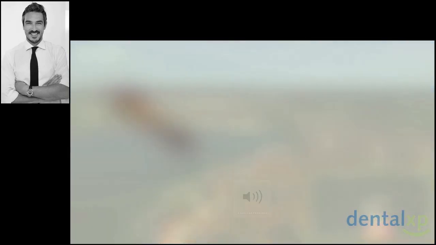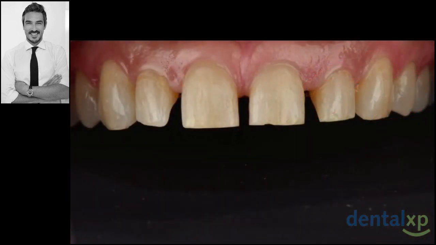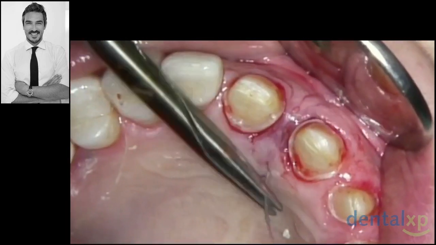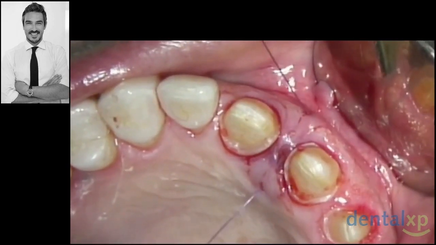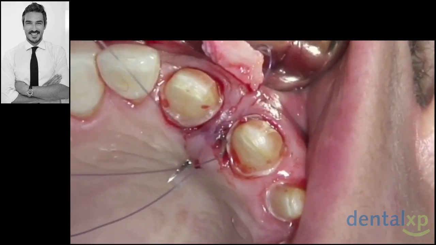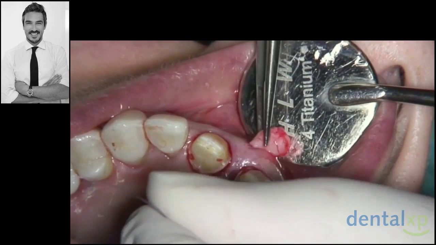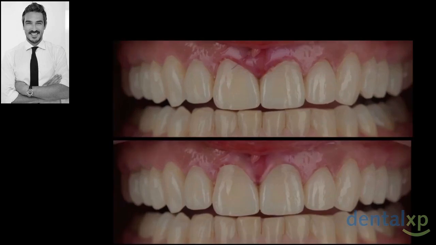I'm going to talk to you about how to make papilla. Sometimes it can be done, like in this case. During surgery, it was very important to mobilize the papilla sufficiently. I used the vestibular and the palatal access to mobilize the papilla. Then the connective tissue graft from the tuberosity is introduced into this tunnel. Here we see some pushing and pulling at the same time and a nice gain of papilla volume.